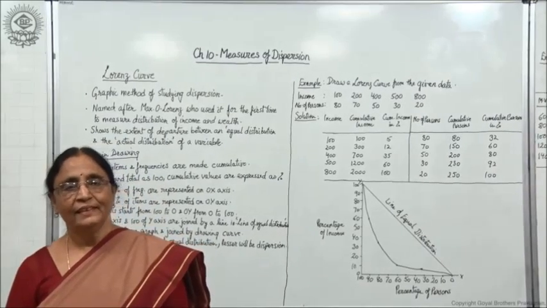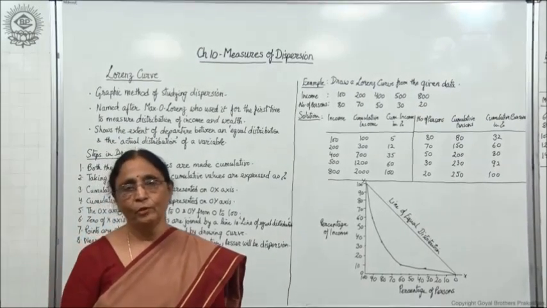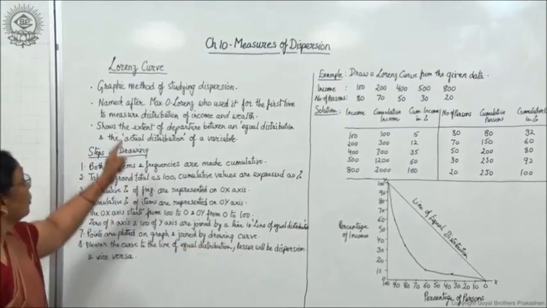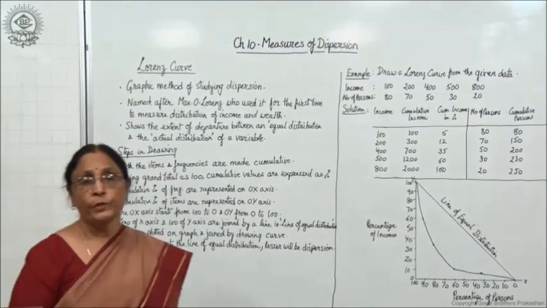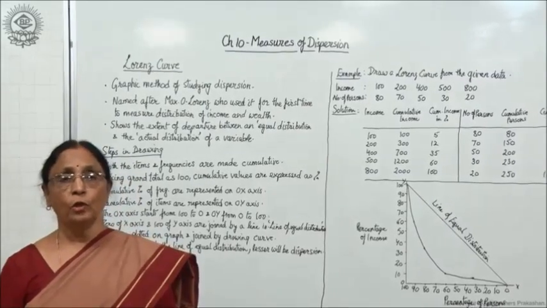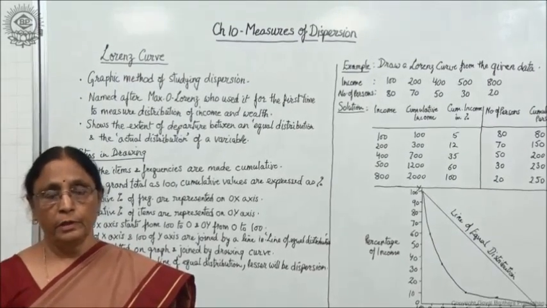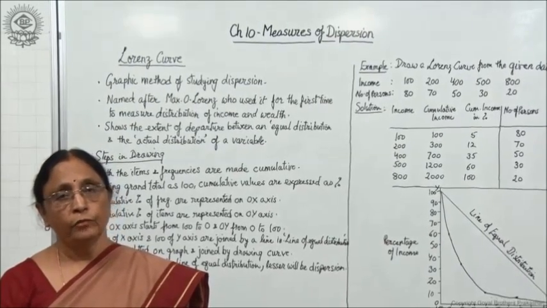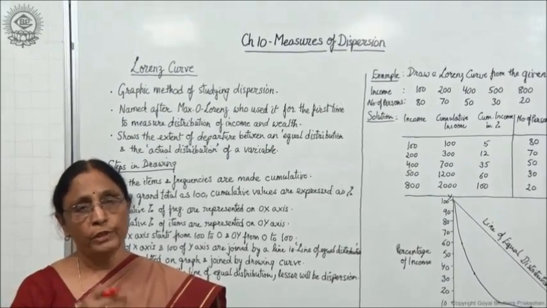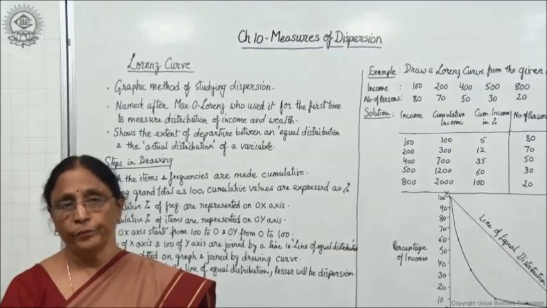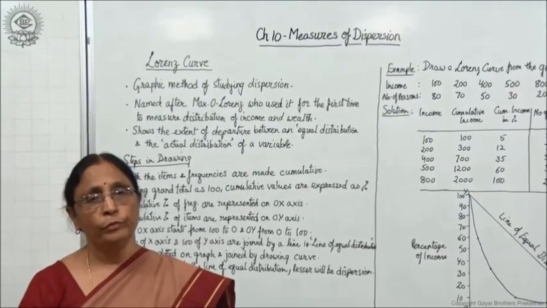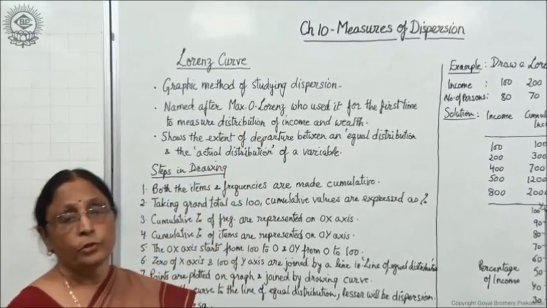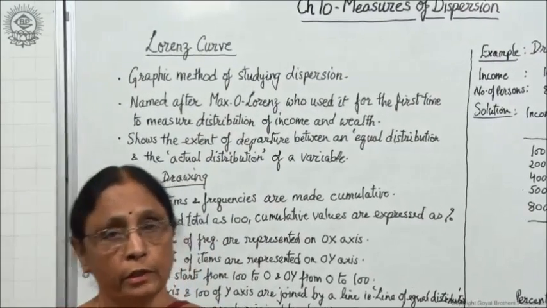Hello children. Now we will learn the graphic method of measuring dispersion, right? The graphic method of measuring dispersion is known as the Lorenz curve. This is a curve which shows you the dispersion of data from the mean, or you can say from the line of equal distribution, and this curve is named after Max O. Lorenz. So this is known as the Lorenz curve.